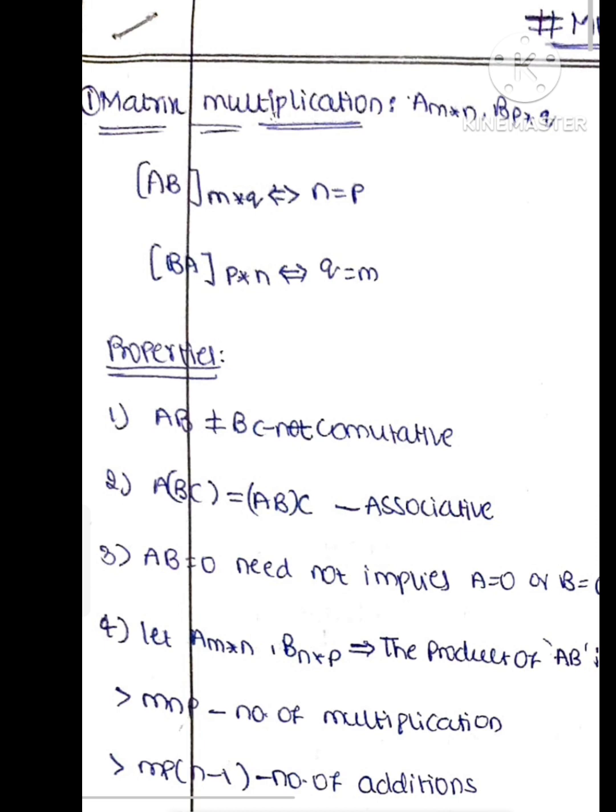Today I am going to explain these short notes formulas, and here it starts with matrix multiplication. They are giving an A matrix of order M by N and a B matrix of order P by Q. The order is nothing but the number of rows and the number of columns in that matrix. I will explain this with a simple example.